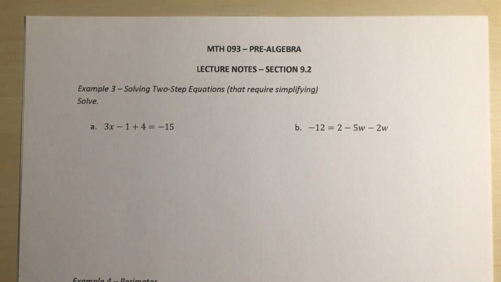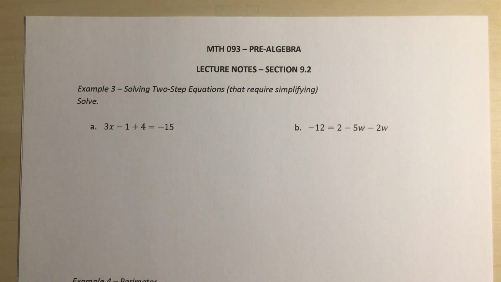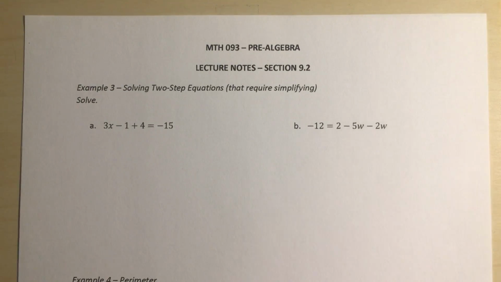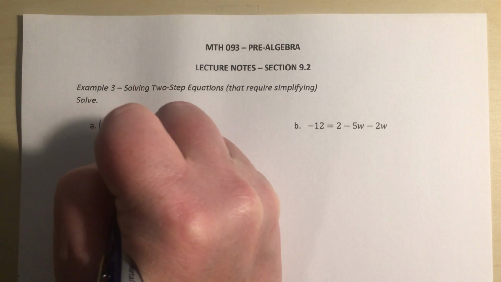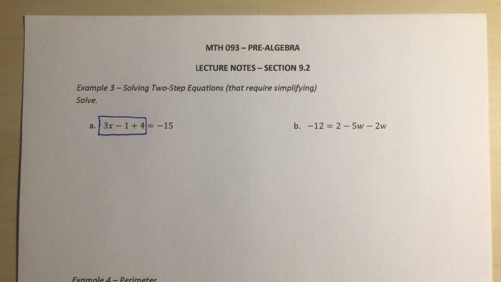Looking at example 3a, on the left side we have 3 terms. We should never have 3 terms on one side of our equation when we're solving. At most, we should have 2 terms: a number term that's just a constant, and a term that has a variable in it. So we're going to combine these 3 terms into 2 terms to make our equation look a little bit nicer.